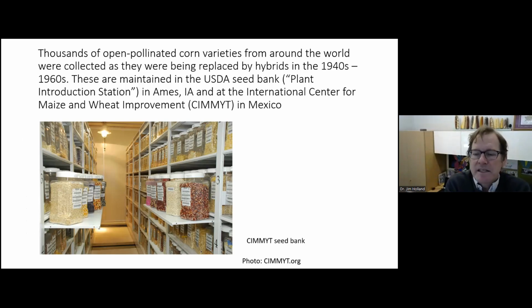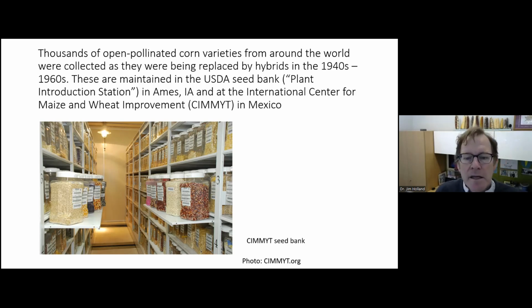So germplasm collections are really important in maize, and in many crops, because as breeders have been successful in deploying improved cultivars, the old landrace varieties basically got abandoned and would have been lost and extinct if they hadn't been collected. Some of them did go extinct, but many of them were collected, particularly in maize, during the time when hybrids were being adopted by farmers.